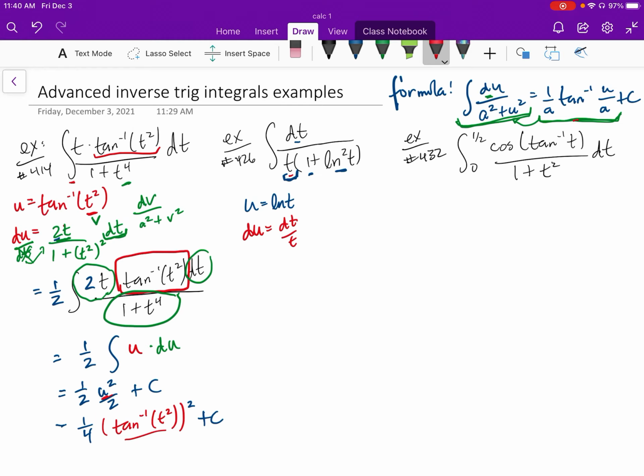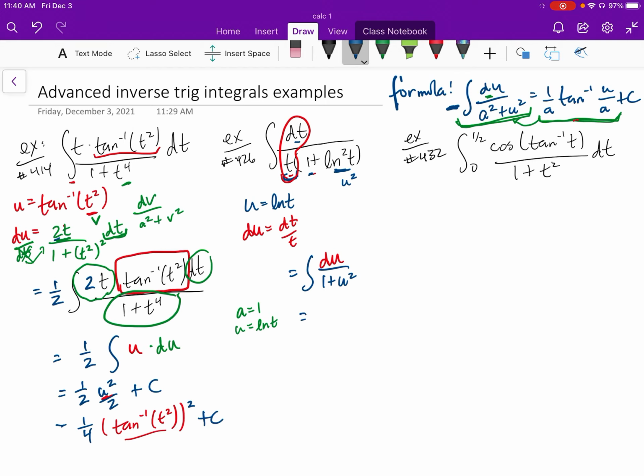So now I can look at this and say, all right, I have du, awesome. So integral du, and in the denominator, I have 1 plus u squared, right? ln is u, and this is u squared. Perfect. Now that matches the formula we had at the beginning, where a is 1. U we already said, right? It's ln t.